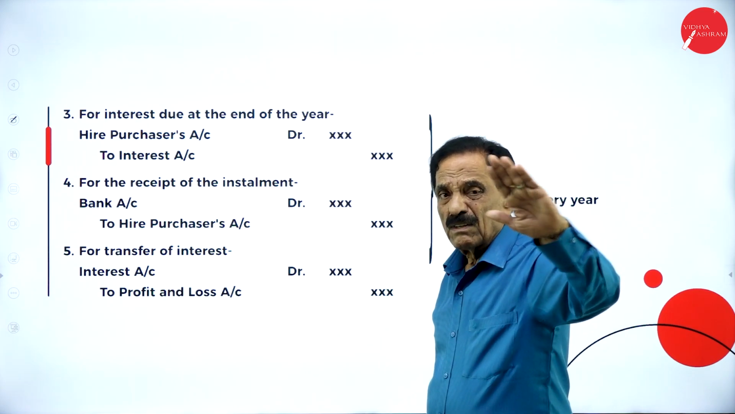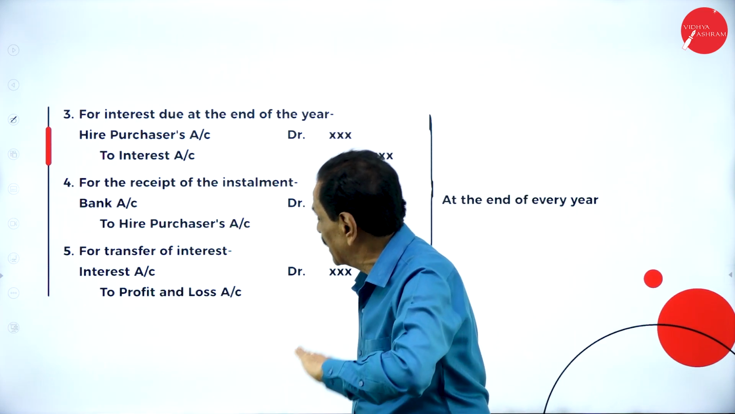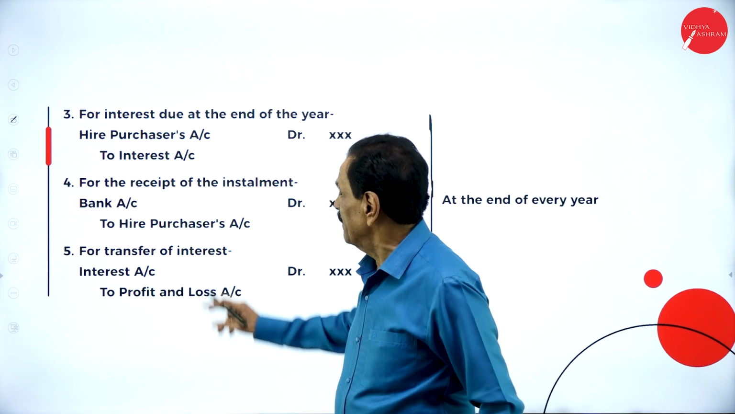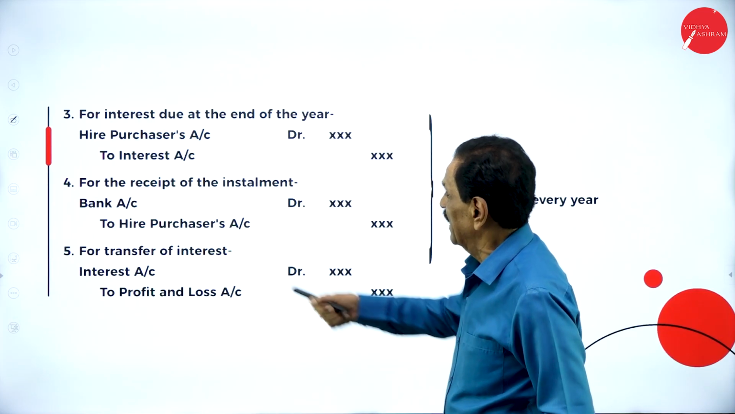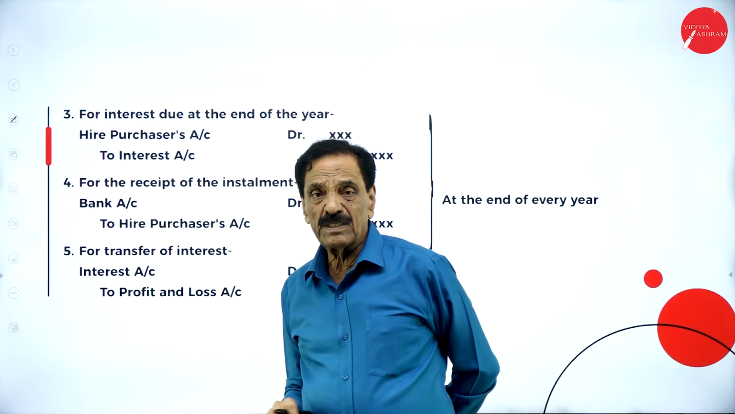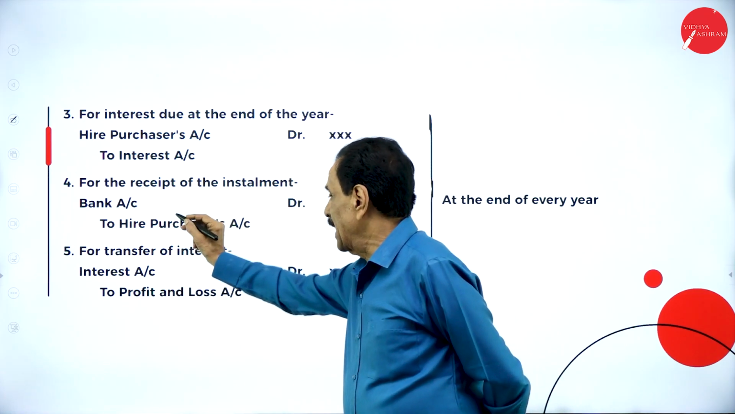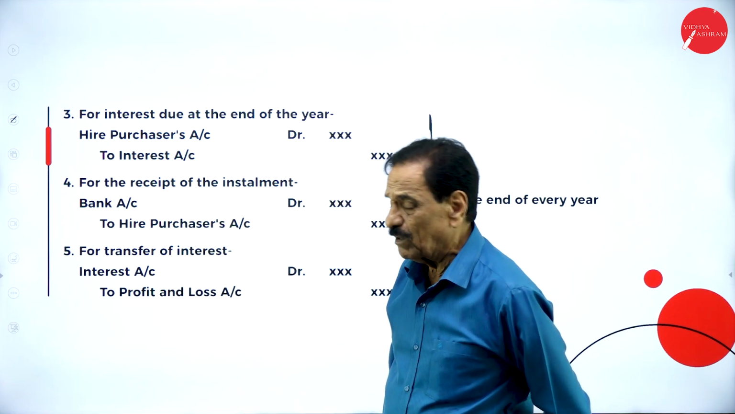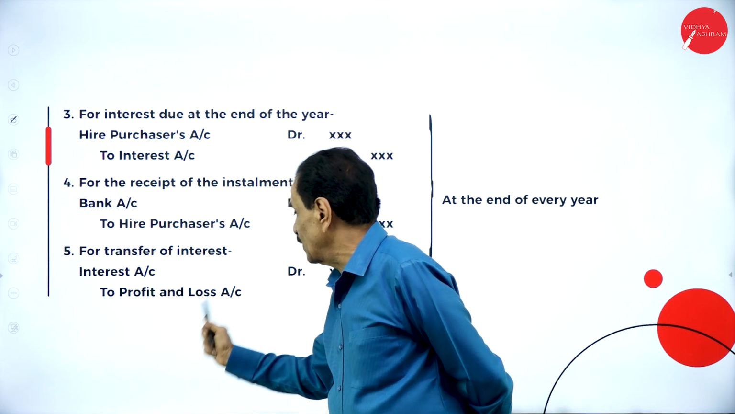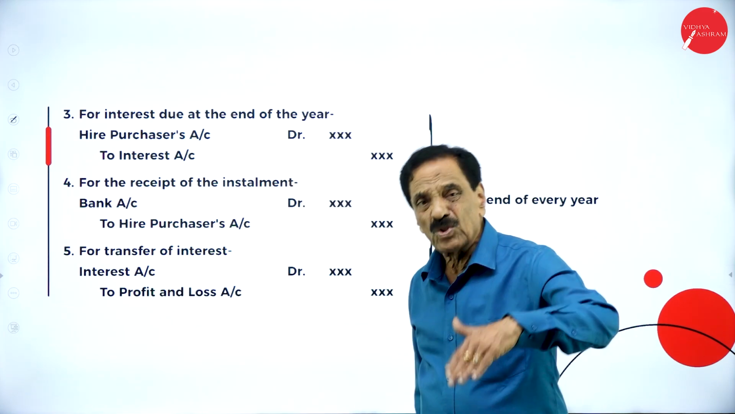Same thing goes for the second year, third year. How does it start now? First two entries are not there. The third entry starts like this: hire purchaser account debit to interest account. Then second installment, bank account debit to hire purchaser account. Transfer entry, interest account debit to P&L account. So it moves on like this.